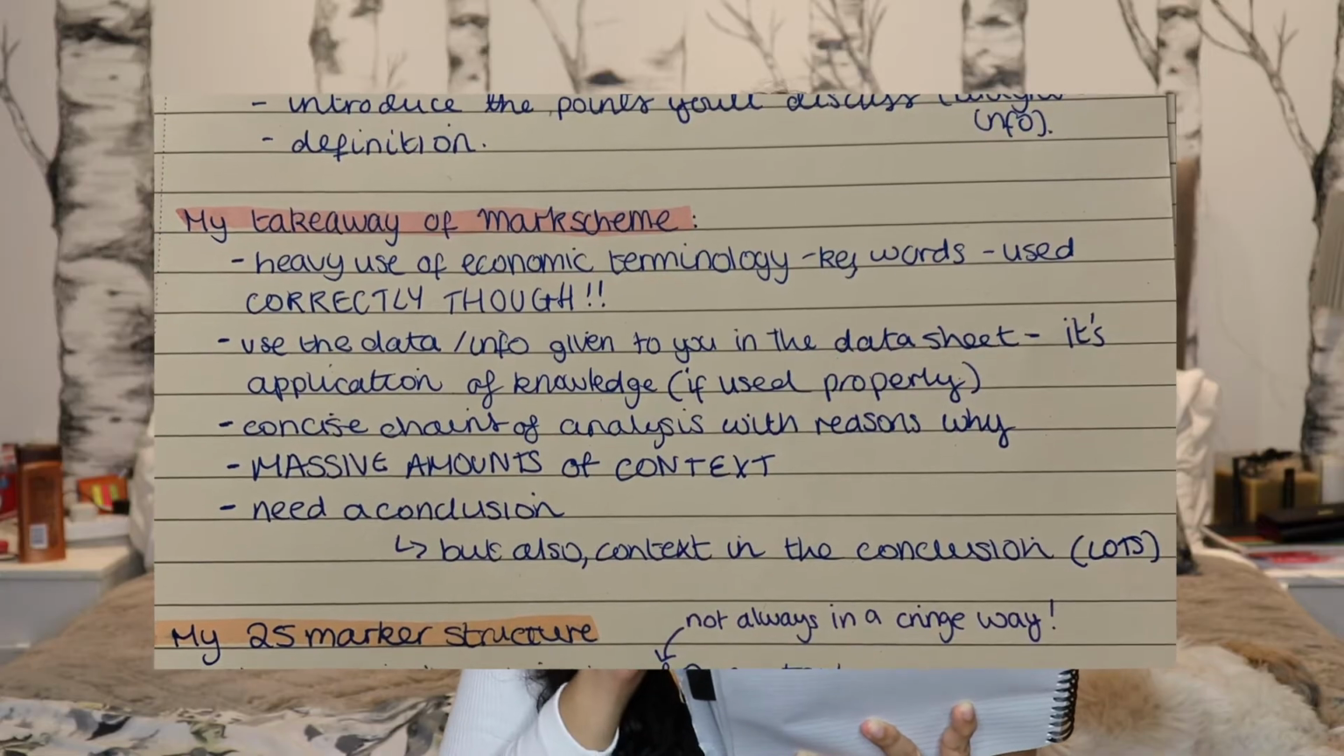You need to have a conclusion. This goes without saying, you guys must already know you need to have a conclusion, but you need to have context in your conclusion and you need to have evaluative points. Without your evaluation in the conclusion and without context in that conclusion, I don't think you can get over 15 out of 25 marks, okay? That's roughly what I was told.